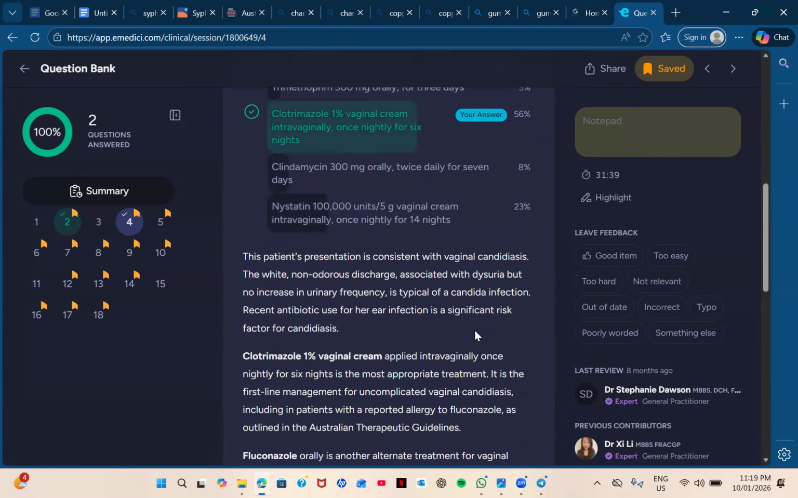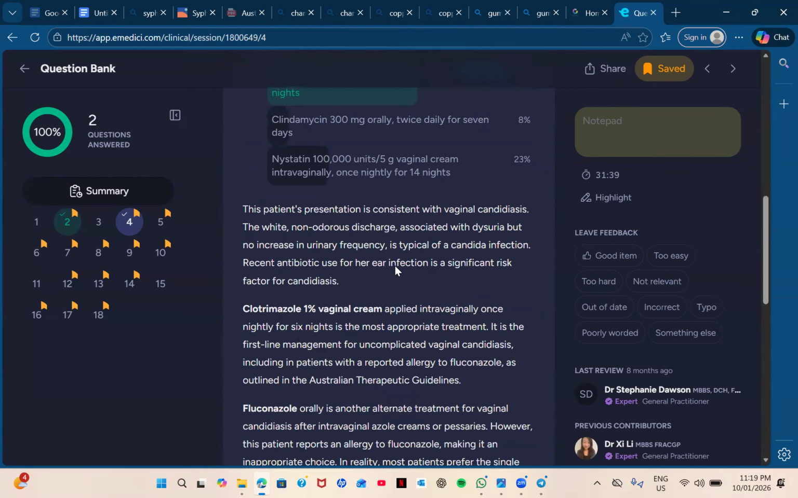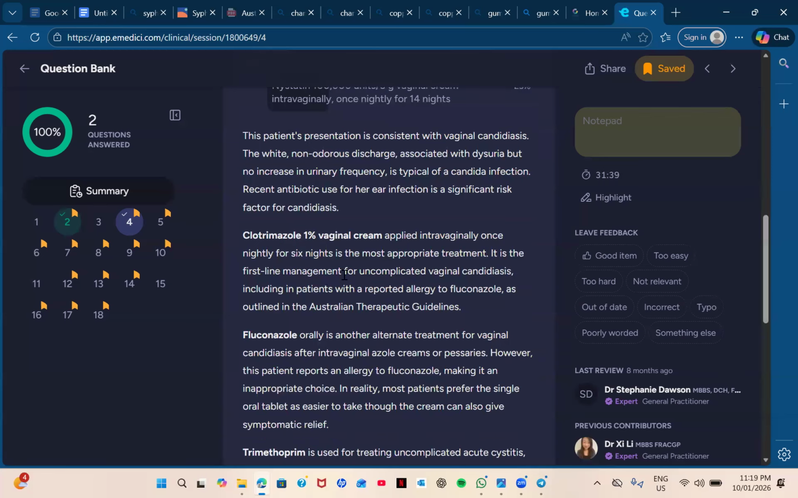Present with vaginal candidiasis, right? White non-odorous discharge associated with dysuria, but no increase of urinary frequency. It's a typical Candida infection. Clotrimazole 1% vaginal cream applied intravaginally once nightly for 6 nights is the most appropriate treatment.